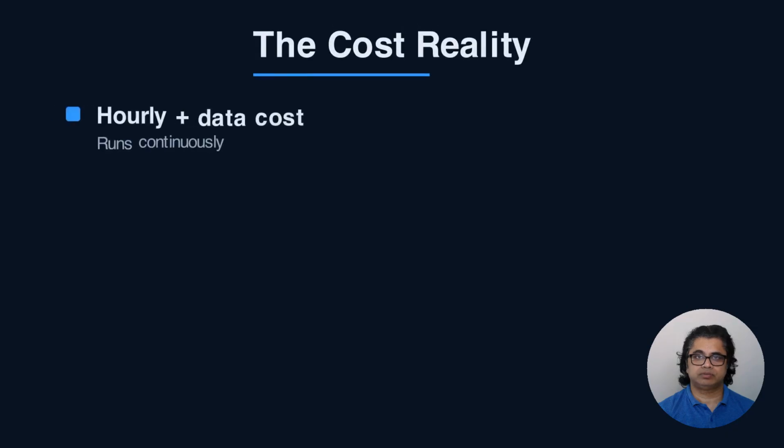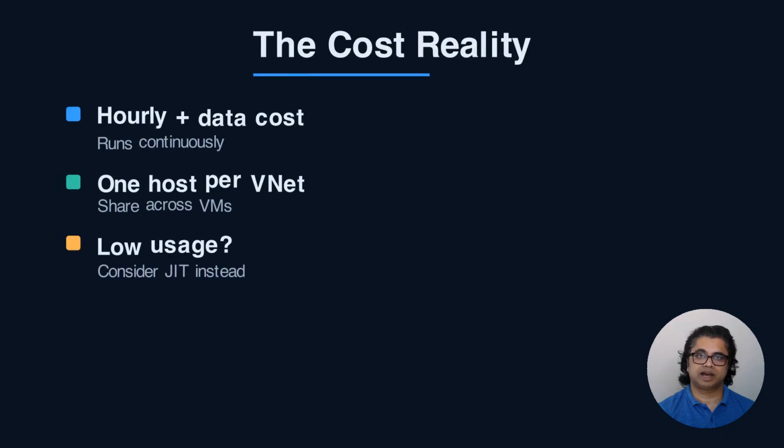Bastion is not free to leave running. Basic and standard bill an hourly charge per Bastion host plus an outbound data transfer rate, and standard adds per instance scaling cost. For a single occasionally accessed VM, that hourly charge can dwarf the VM itself. So consolidate, one Bastion host serves an entire virtual network and its peered networks, so share it across many VMs rather than deploying one per workload. For rarely touched environments, just-in-time or even tearing Bastion down between uses can be far cheaper. Always model your real usage against current pricing.